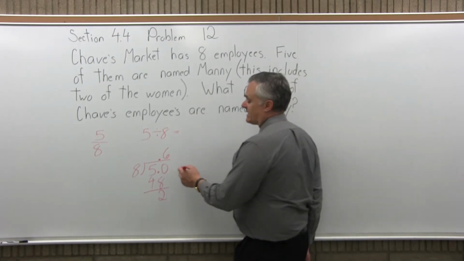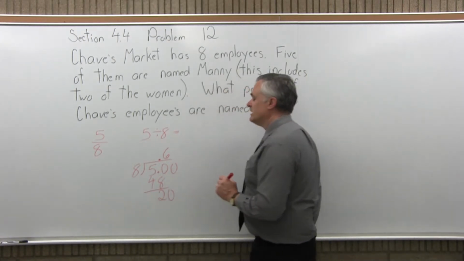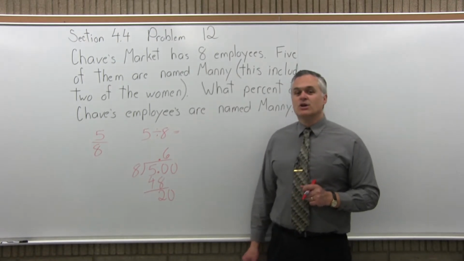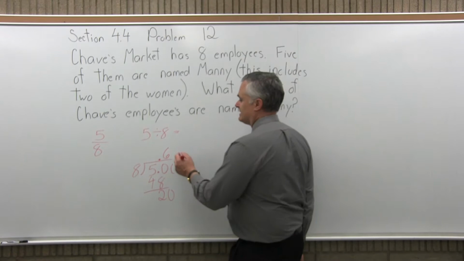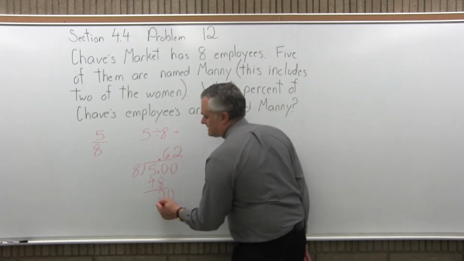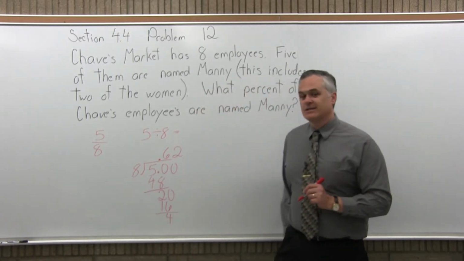So what we have to do is add a 0, 5.00, bring the 0 straight down next to the 2, and it becomes a 20. So now 8 divides into 20 how many times? Well, it'll go in twice. 2 times 8 is 16. 20 minus 16 is 4, so it still hasn't gone in evenly.